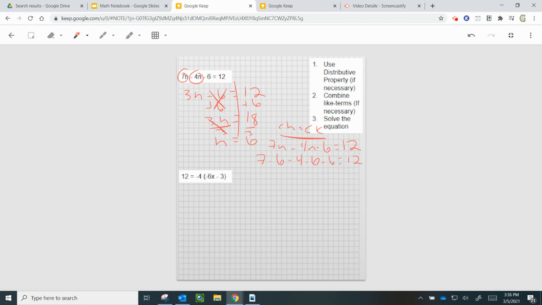So I'm going to put that whole part in my calculator. 7 times 6 minus 4 times 6 minus 6. And it says 12. And it was supposed to say 12. So 6 is the correct answer on the first one.